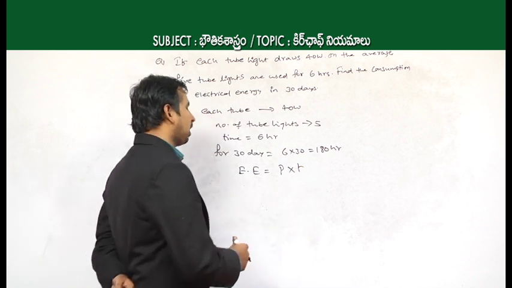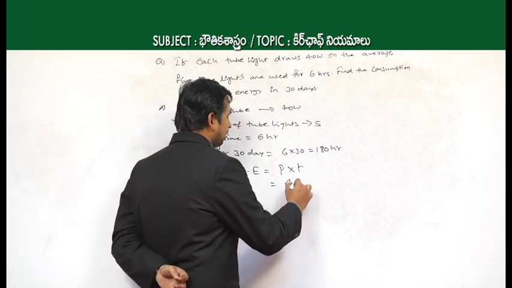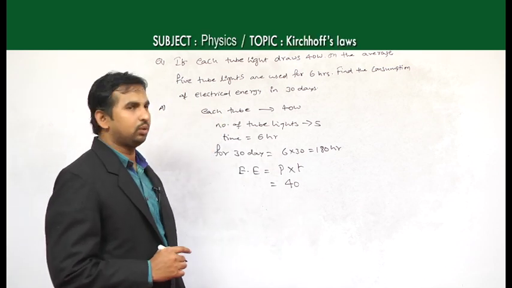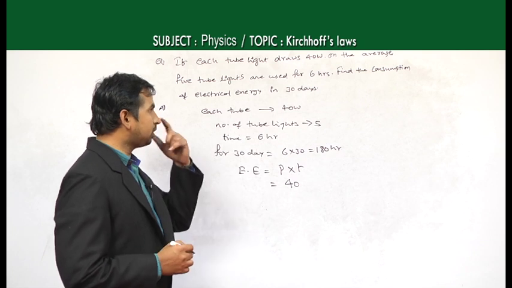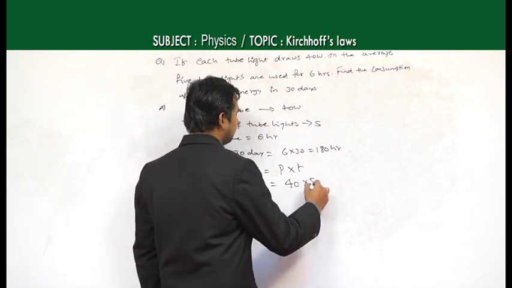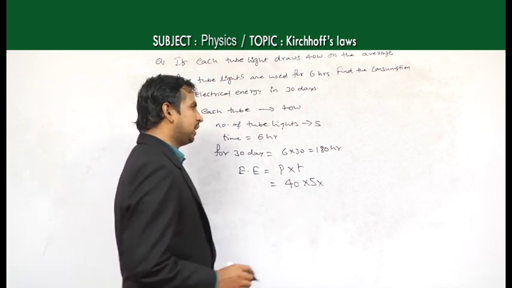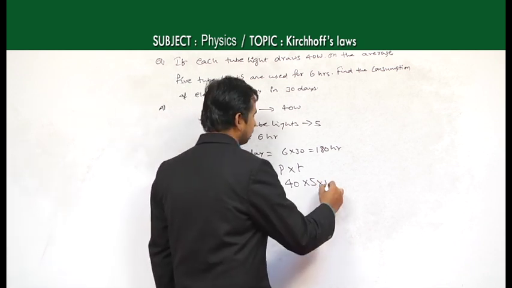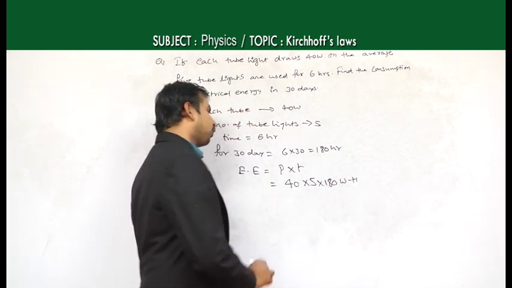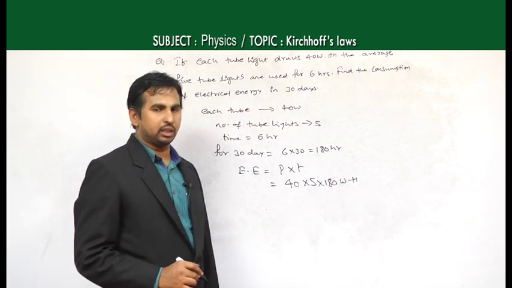The power we have is 40 watts for each tube light, and we are using 5 of them. So each one draws 40 watts, multiplied by 5, and the total time consumed is 180 hours. So, 180 watt hour. Then 40 into 5 into 180 watt hour.